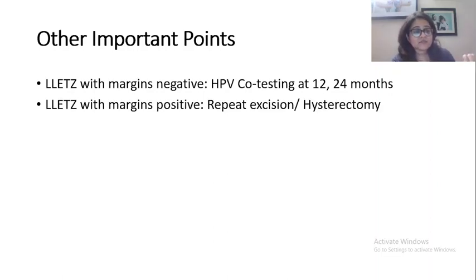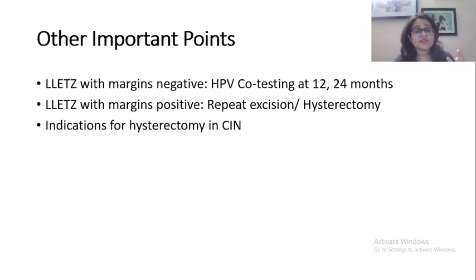But if the LETS specimen shows margins positive, that means some amount of CIN 2 or 3 is still left behind. What should you do next? You should repeat the excision or directly do a hysterectomy. Okay, so this is what you'll do if the margins are positive. Now, you can directly do a hysterectomy also in CIN 2 or 3.